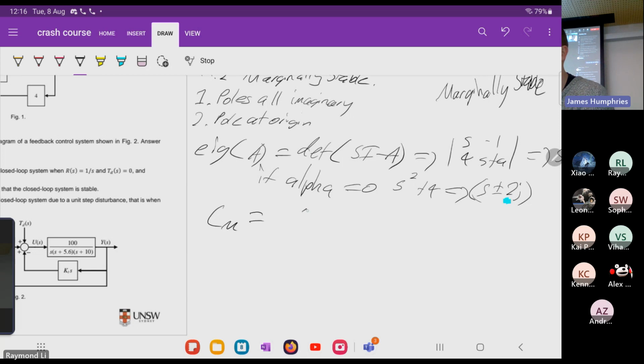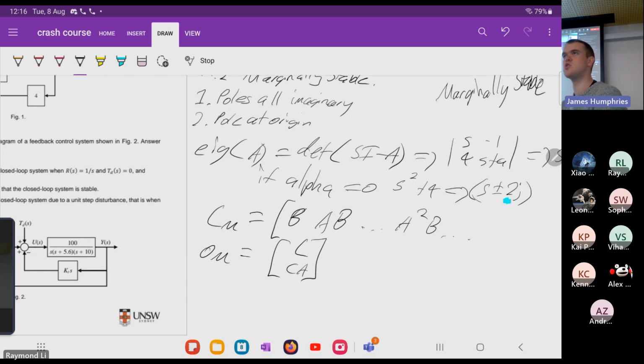That's observable. So we have B and AB, which will then go to A squared B, and whatnot, for the controllability. The observability one is the one that you're thinking of, which is C, CA, and whatnot. The trick is you look at what it means for a system to be observable. It means that we can see what the final states are, which is how it relates to C. Whilst for a system to be controllable, we have to be able to send signals to that system.